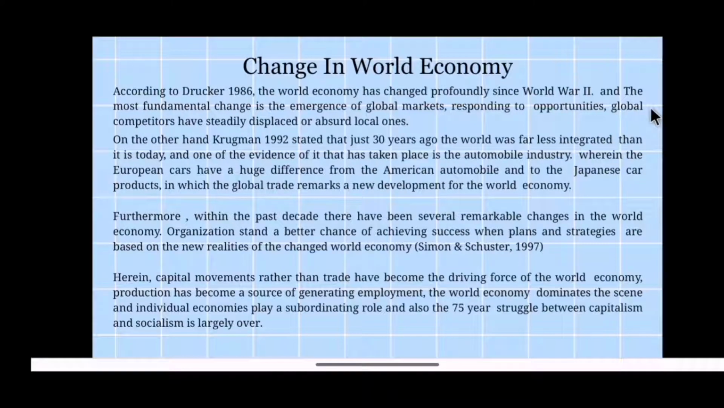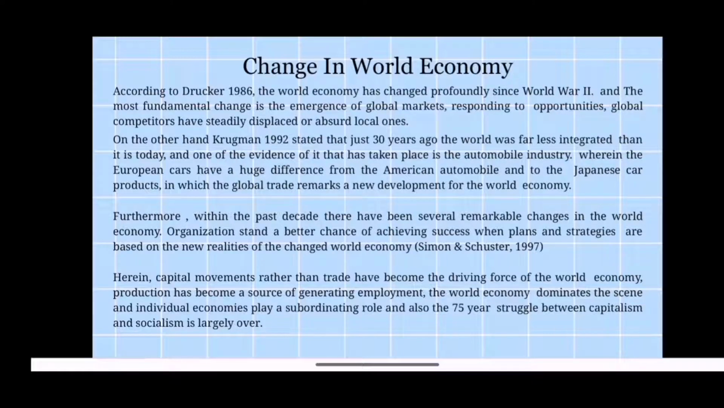And the next one will be the change in world economy. According to Drucker, 1986, the world economy has changed profoundly since World War II, and the most fundamental change is the emergence of global markets responding to opportunities; global competitors have steadily displaced or absorbed local ones. Meaning, in 1939, when World War II started, until 1945, the end of the war. Starting from that point, our world economy has changed, such as the emergence of global markets, and a lot of opportunities have been born and competitors have been displaced. So therefore, 77 years after the war ended, we have already experienced a huge difference in world economics.